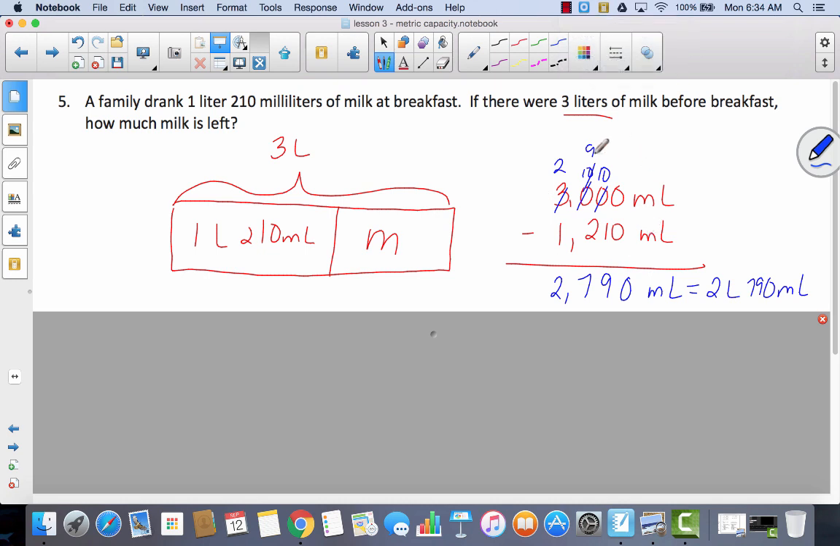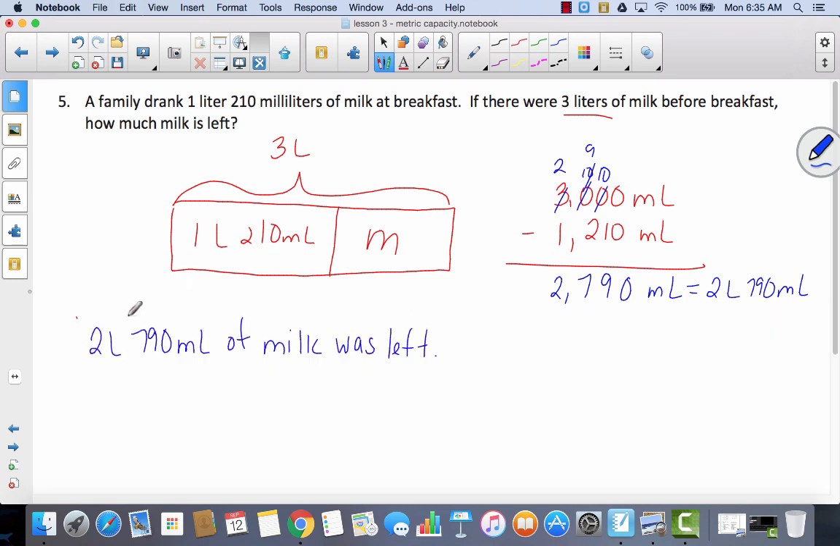Okay, so whenever I used my subtraction algorithm, I had to decompose to be able to subtract in the tens place, and I ended up with a difference of 2,790 milliliters, which is equal to 2 liters, 790 milliliters. So how much milk is left? 2 liters, 790 milliliters of milk was left.